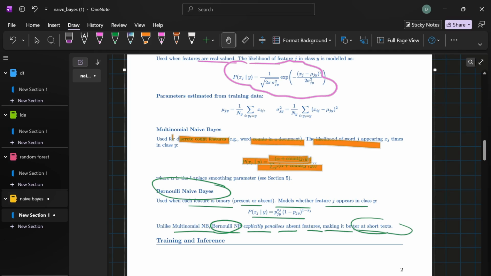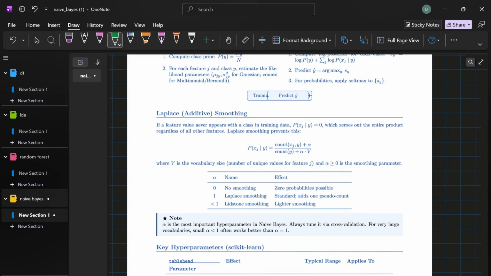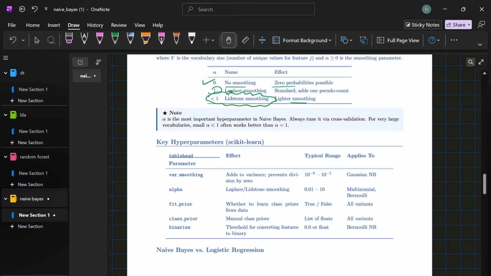Okay, now there is one more critical problem: what if a word never appeared in the training dataset of a given class? This is called the zero frequency problem, and it can be solved using Laplace smoothing. You simply add a small value alpha, usually 1, to every count before computing the probability. This ensures that no probability is ever exactly 0. Alpha equal to 1 is called Laplace smoothing. Alpha less than 1 is called Lidstone smoothing, which is more general, and we don't use it many times. Alpha is actually one of the most important hyperparameters in naive Bayes, and it can be tuned using cross validation.